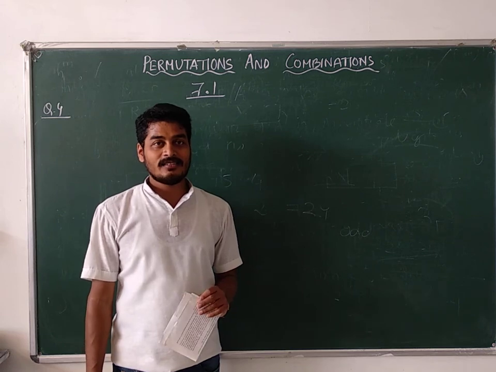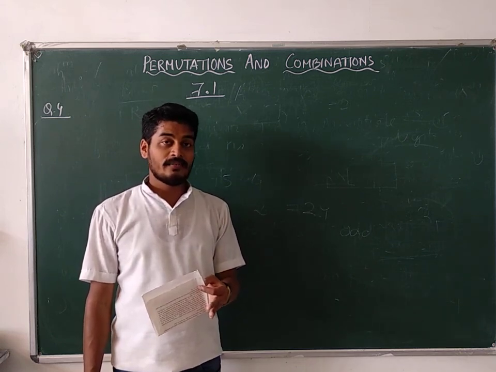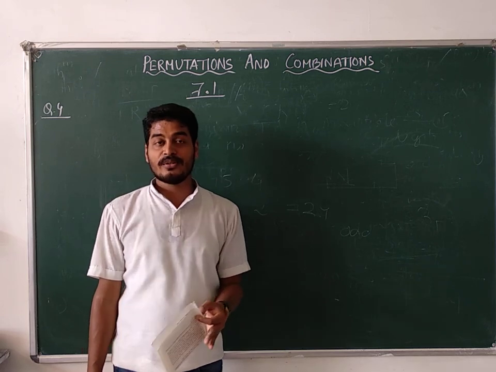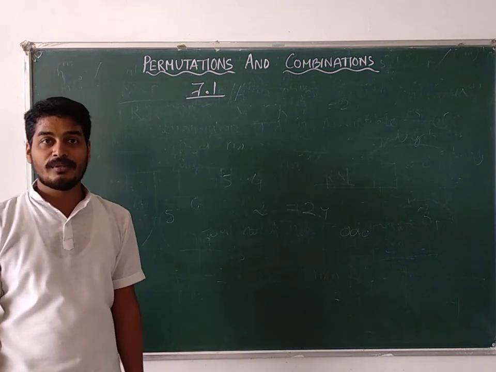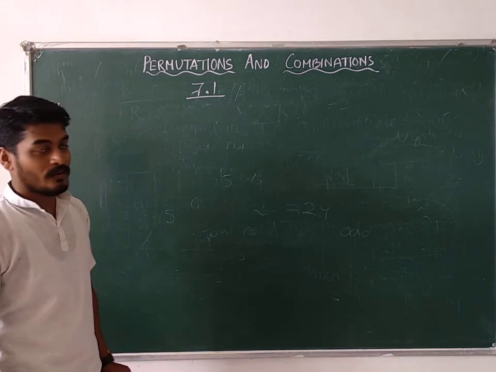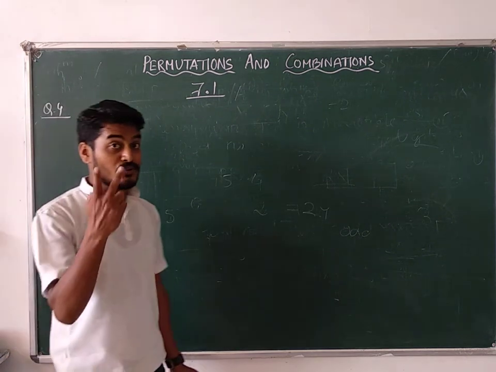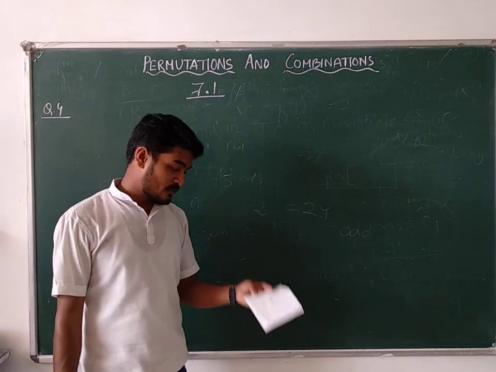Here in this lecture, in the previous lecture, I have explained two different questions from your NCERT exercise 7.1 of the chapter Permutations and Combinations. We have used the fundamental principle of counting. Okay, so I am going to explain another two different questions from exercise 7.1, question number 4 and question number 5.